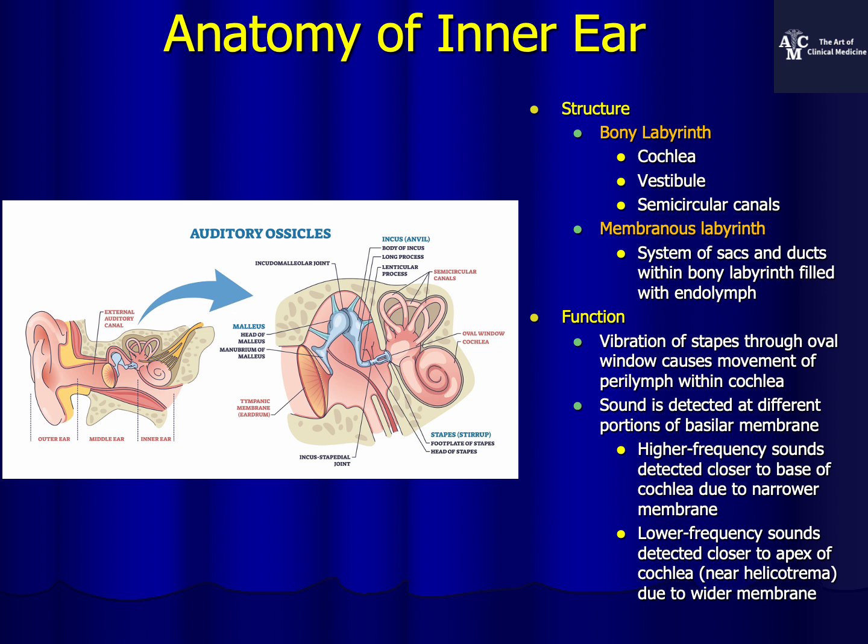So as far as sound conduction, vibrations from the tympanic membrane will activate those three bones, and then that will create a vibration here at the basilar membrane. Higher frequency sounds are usually detected closer to the base of the cochlea because there's a narrower membrane there, whereas lower frequency sounds are usually near the apex of the cochlea because there's a wider membrane there.